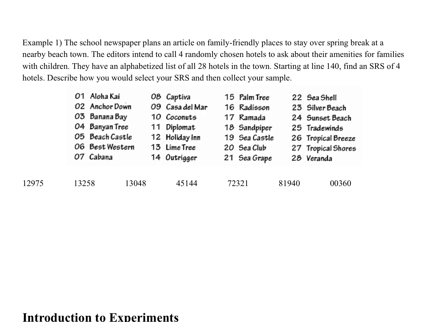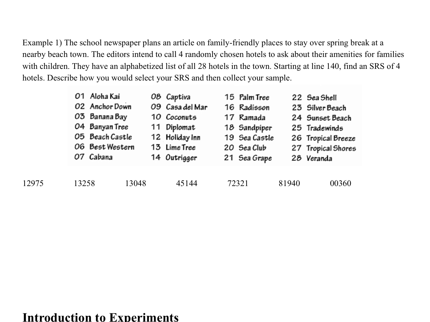Okay. So let's look at an example. So we have that the school newspaper plans an article on family-friendly places to stay over spring break at a nearby beach town. The editors intend to call 4 randomly chosen hotels to ask about their amenities for families with children. They have an alphabetized list of all 28 hotels in the town. Starting at line 140, find an SRS of 4 hotels, describe how you would select your SRS, and then collect your sample. So we have all 28 hotels.